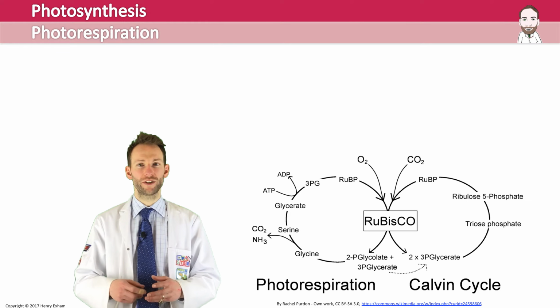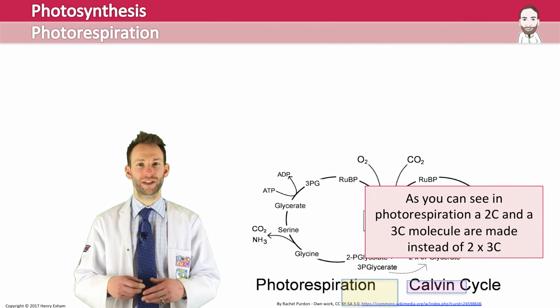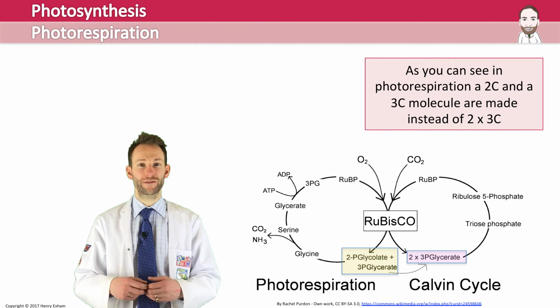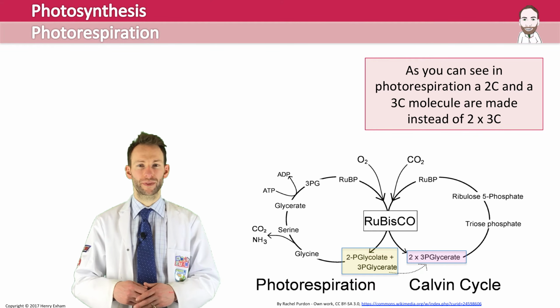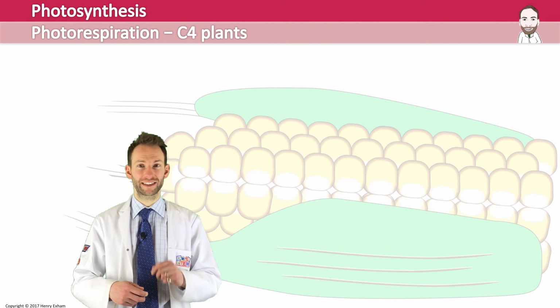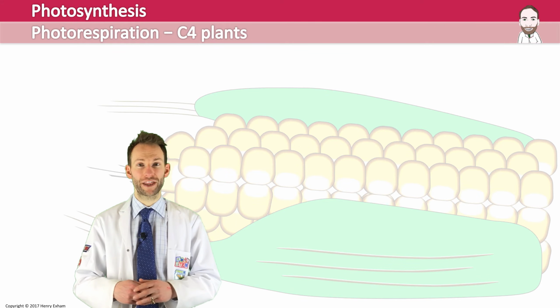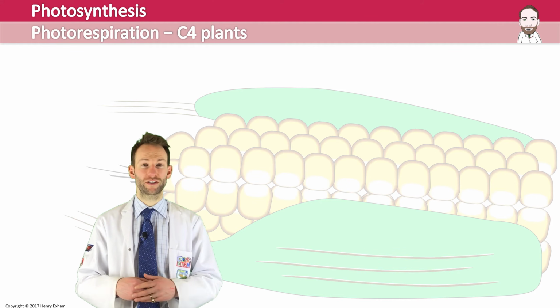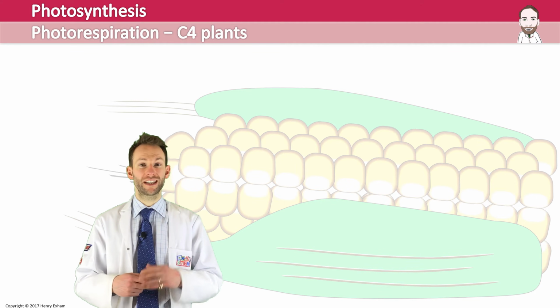Now normally you'd make two 3C molecules, but in photorespiration, you can see from here, you make a 2C and a 3C molecule. However, plants that live in hot climates that are particularly vulnerable to photorespiration have evolved a method of avoiding it. These plants are called C4 plants, as opposed to the typical plants which are C3 plants. Examples of these sorts of plants include things like maize, sorghum and sugarcane.